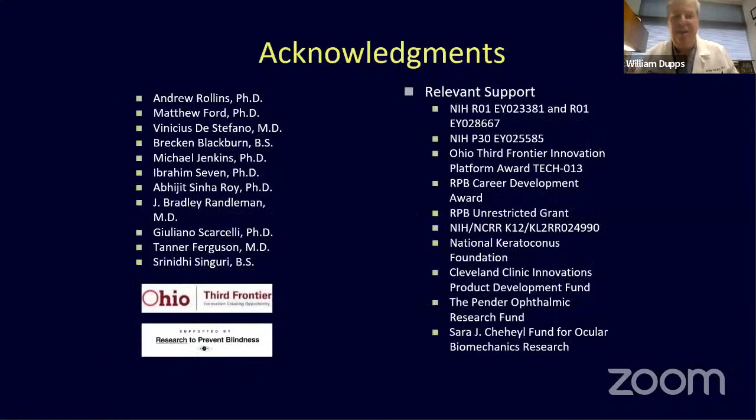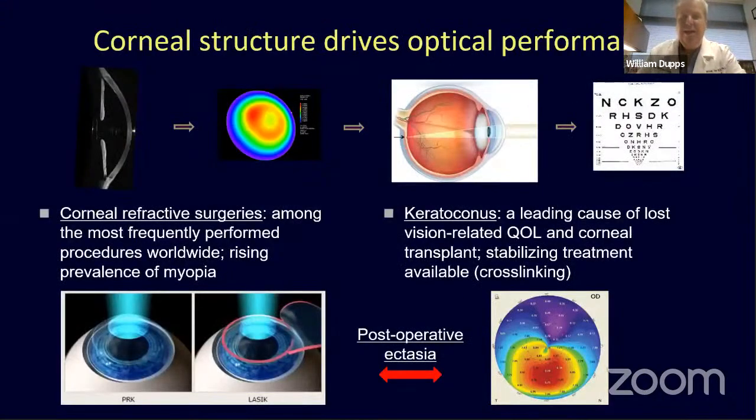Here we go. And there's a long list of people to thank. Right near the top there, you'll see Vinicius's name, along with Andrew Rollins at Case Western, Matt Ford, whose picture you saw, Ibrahim Seven, Brecken Blackbird. These are colleagues who've worked with me over the years to help develop some of these techniques and are helping push them forward now.